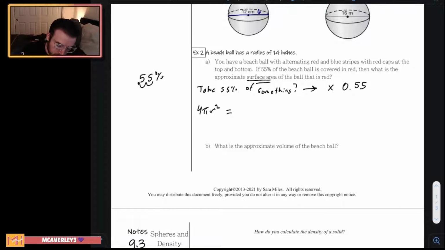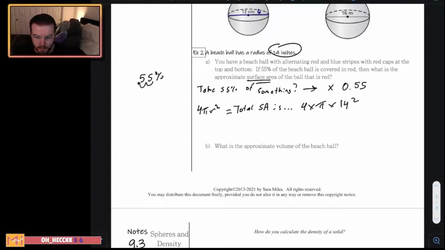So the total surface area is 4 times pi times, the radius is 14 inches. It says it right there. So I don't know what 14 squared is. 14 times 14 is 196 times pi times 4. So the total surface area is approximately 2,463 point blah, blah, blah. Please, please listen to me right now. Leave that in your calculator. Do not round it. Just leave it. It's right there. It's like in your calculator already.